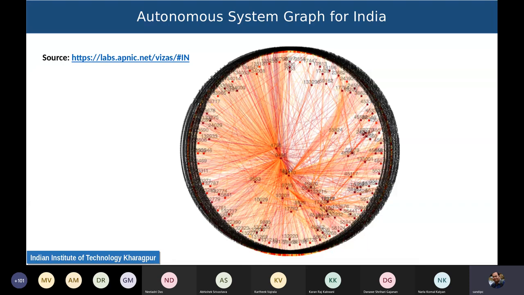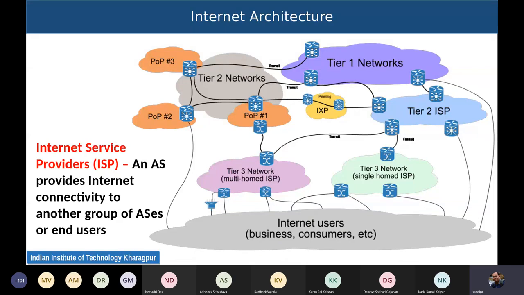Now if I look into the global internet architecture, at the bottom we have the internet users, the individual users like us. We are connected to some Tier 3 network, the internet service providers from where we directly get the network. For example, Jio and Airtel are internet service providers, and typically these are Tier 3 ISPs. They get connected to the Tier 2 ISPs, and finally Tier 2 ISPs get connected with the Tier 1 ISPs. In between, there are certain things like internet exchange points.